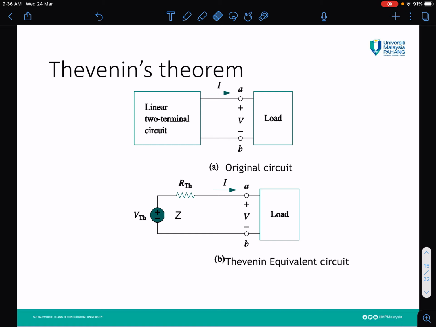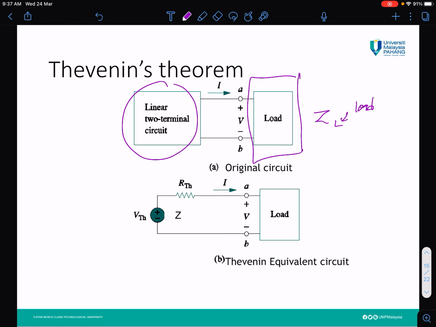For figure A, the original circuit is a linear two-terminal circuit. A linear two-terminal circuit means any circuit, usually a very big circuit, and at the end of the circuit there is a load. The symbol is impedance ZL. This L refers to load.